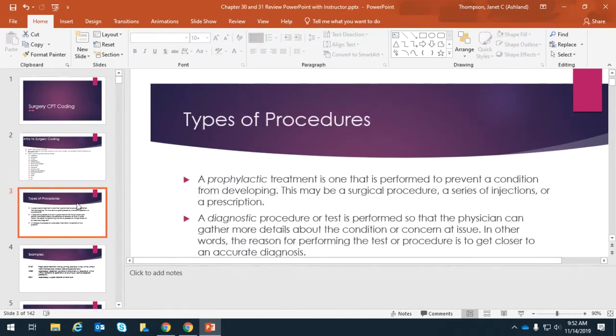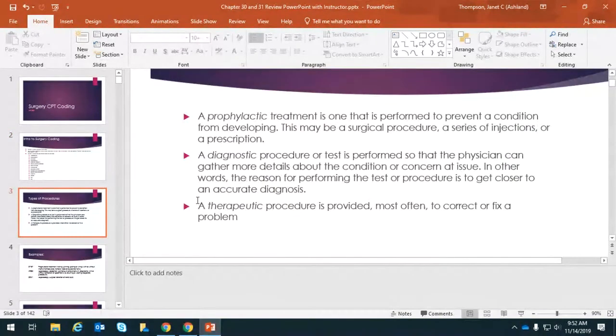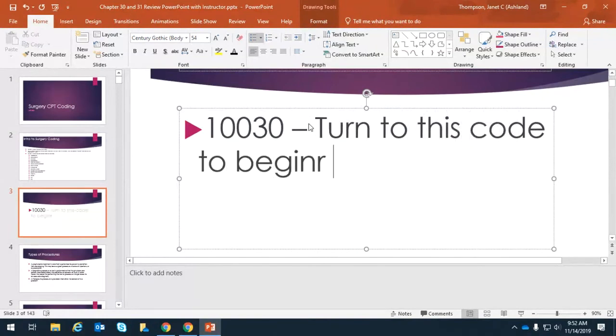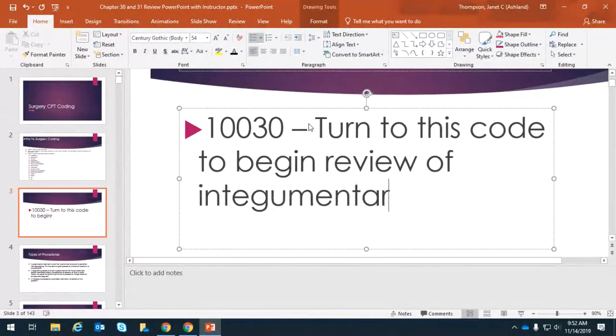So we're going to be doing a focus on the integumentary system. Let's turn to that first code in that section, just so we have a place that we're going to jump off. The integumentary system starts with code 10030, if you want to turn to that in your book. So I'm going to get us here as our starting point. There are a few other things I wanted to talk about with procedures.